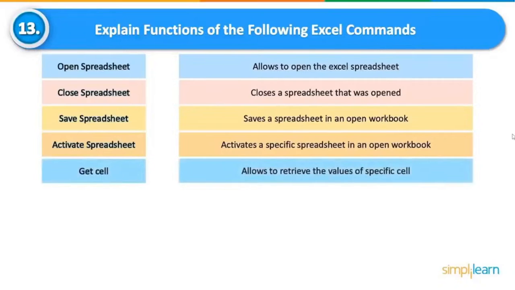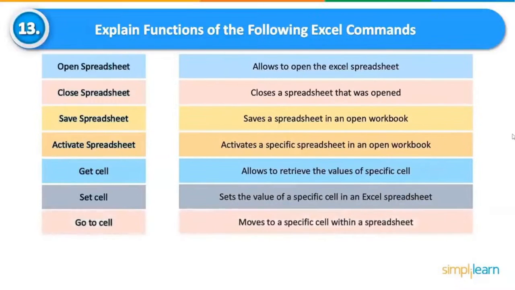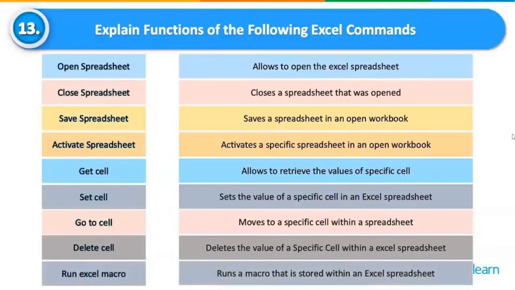Get cell: allows you to retrieve the values of a specific cell as well as the range of the cell. Set cell: sets the value of the active cell or a specific cell in an Excel spreadsheet. You can assign a variable to the cell value. Go to cell: moves to a specific cell within a spreadsheet. Delete cell: deletes the value of a specific cell within an Excel spreadsheet. Run Excel macro: runs a macro that is stored within an Excel spreadsheet. Enter the macro name and specify the parameters of the macro arguments.